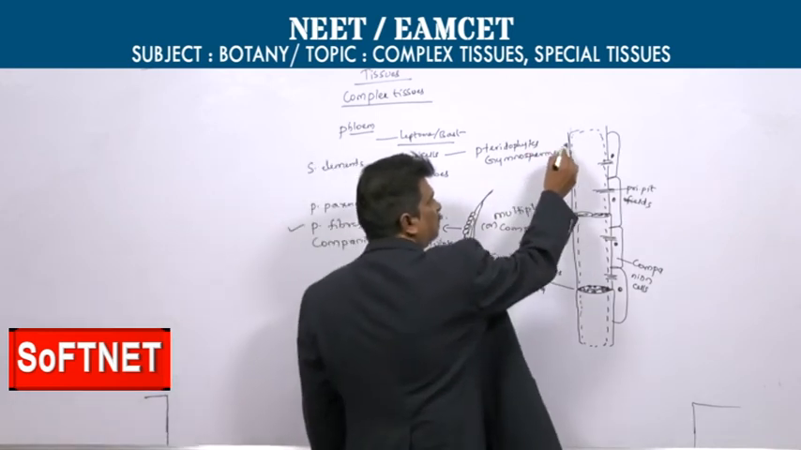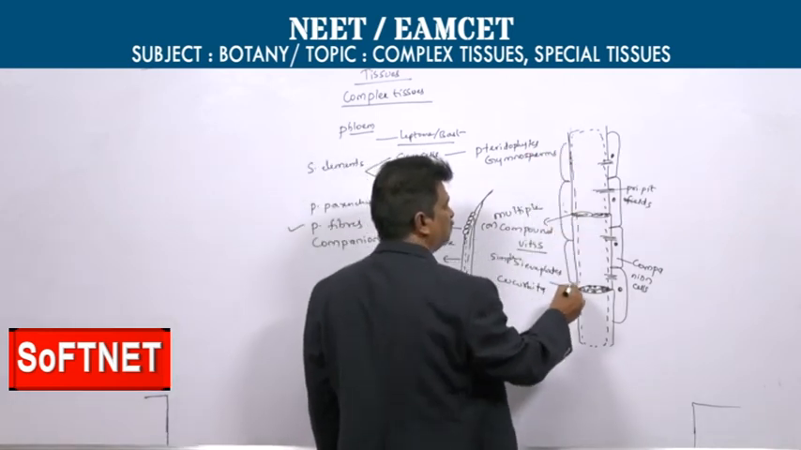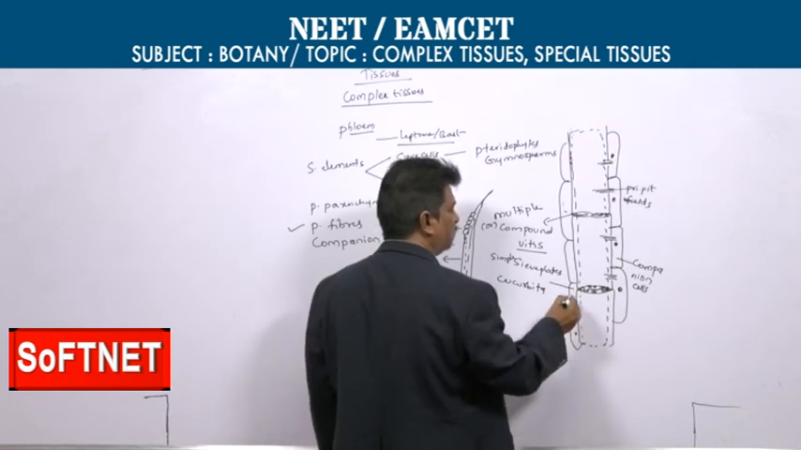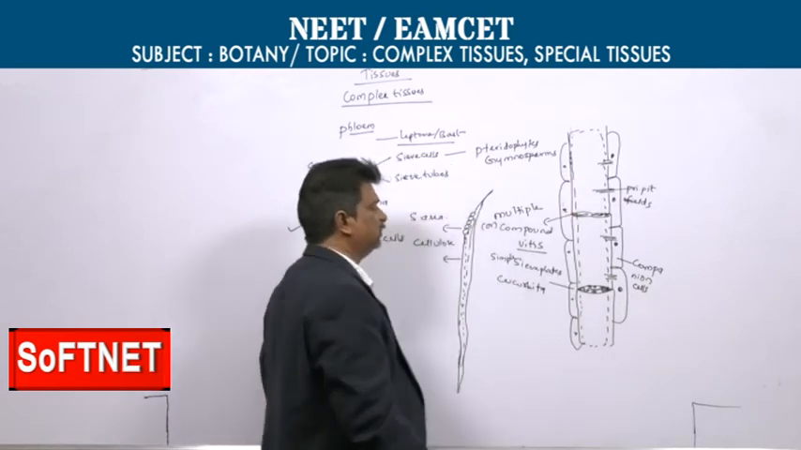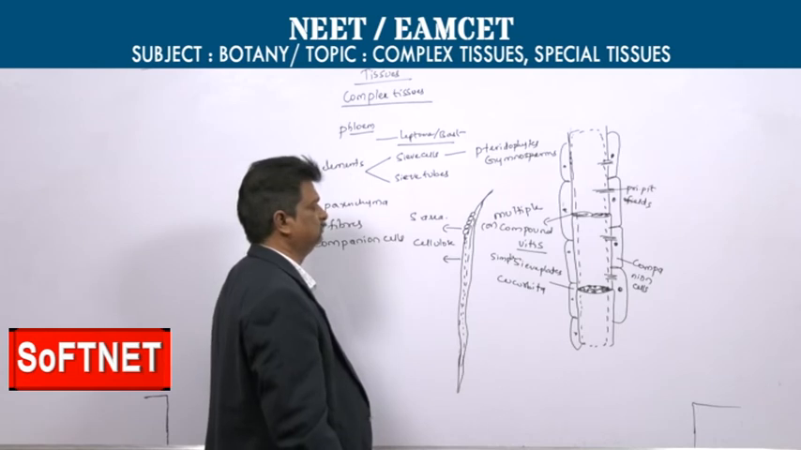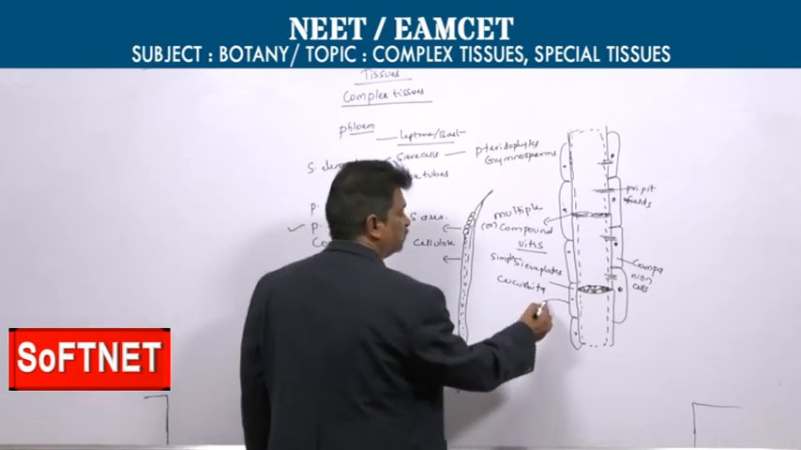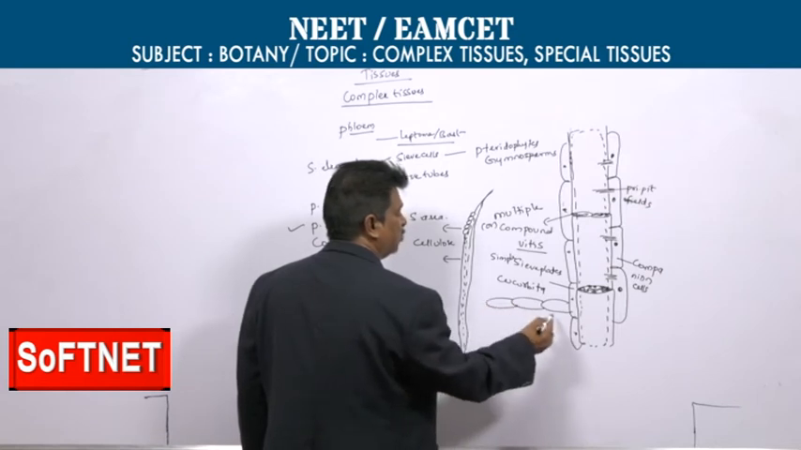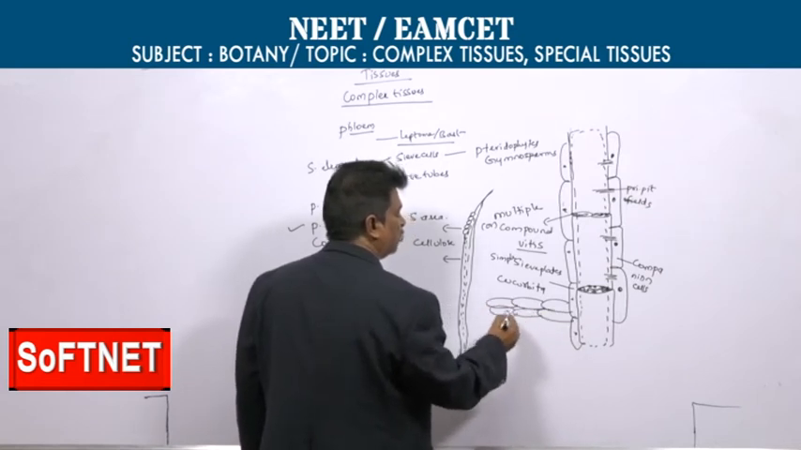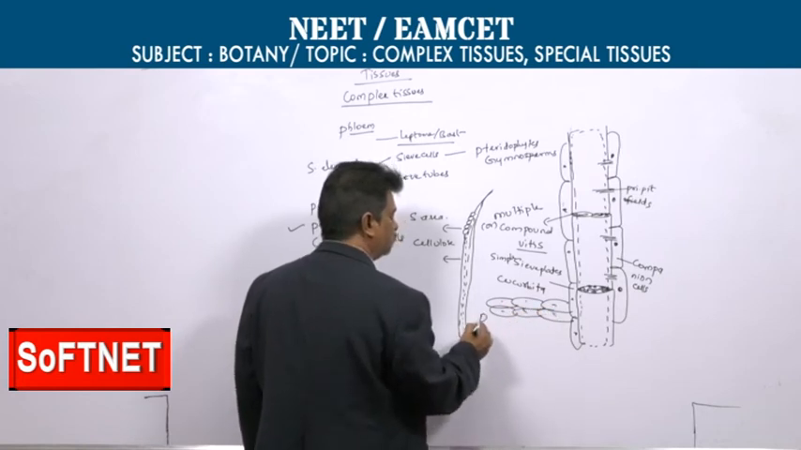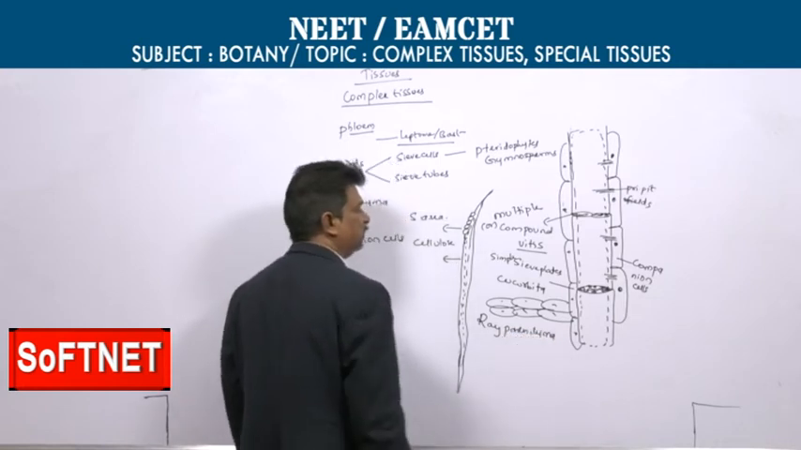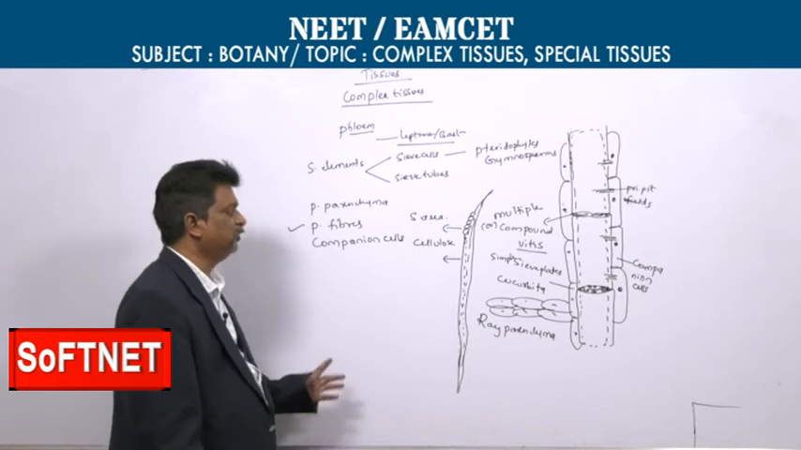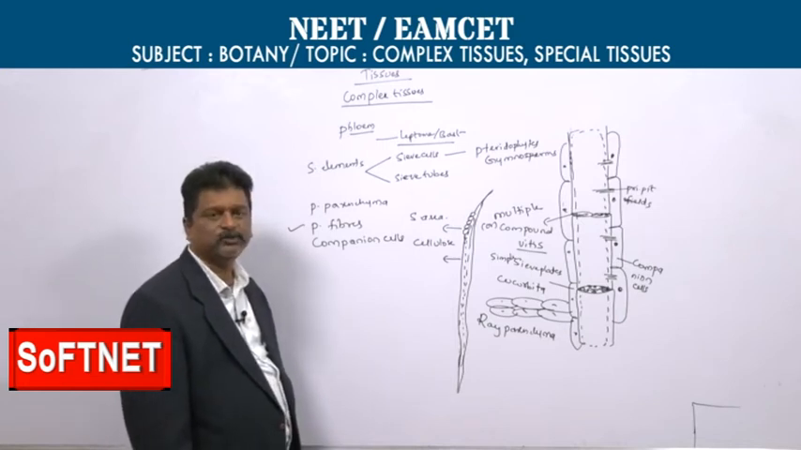Like Xylem Parenchyma, even Phloem Parenchyma is of two types. One is axial parenchyma, arranged in vertical rows, present in primary phloem. Secondary phloem contains ray parenchyma. This ray parenchyma helps in lateral conduction. An important point is Phloem Parenchyma is absent in monocot stems.